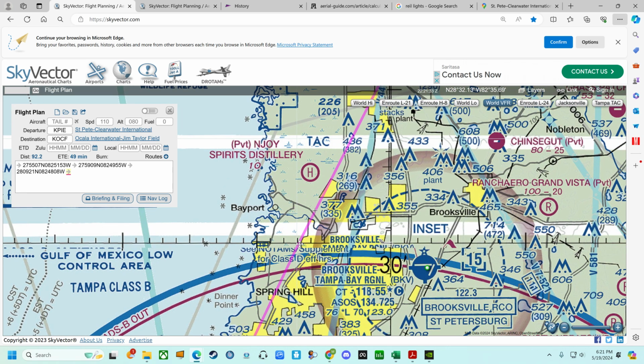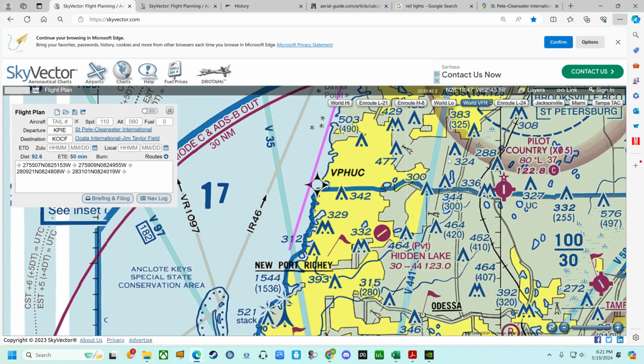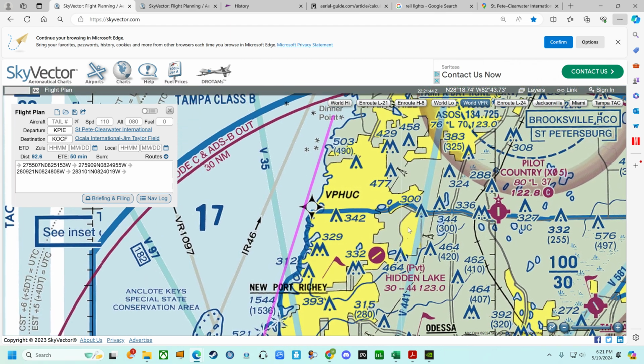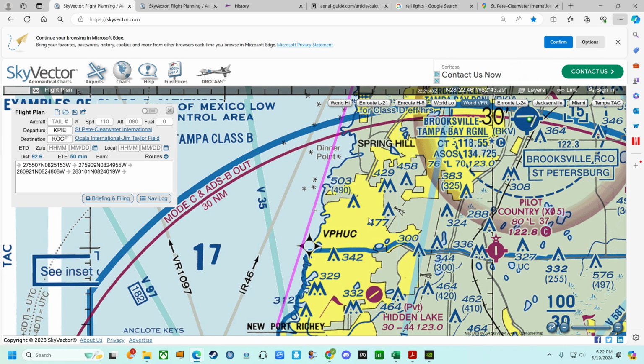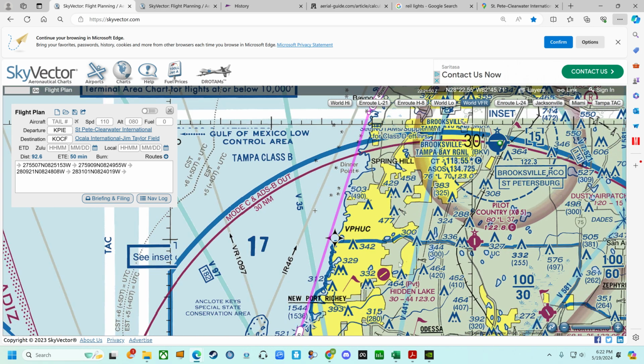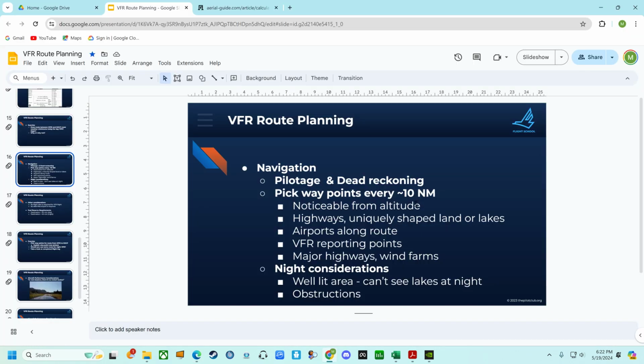If you want to stay along the shoreline, you could probably do this. You might be able to see Brooksville Airport, depending on your altitude. And again, that's a little far. So you'd have to pick another waypoint somewhere in here. So yeah, take a look and try to pick some waypoints. Again, about 10 nautical miles away from each other, 10 to 15, and something very noticeable from altitude.